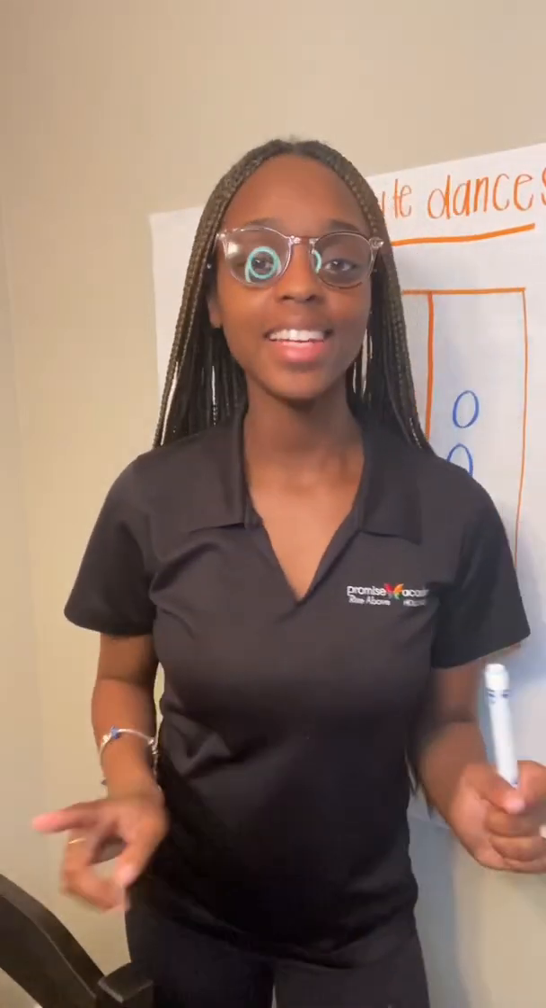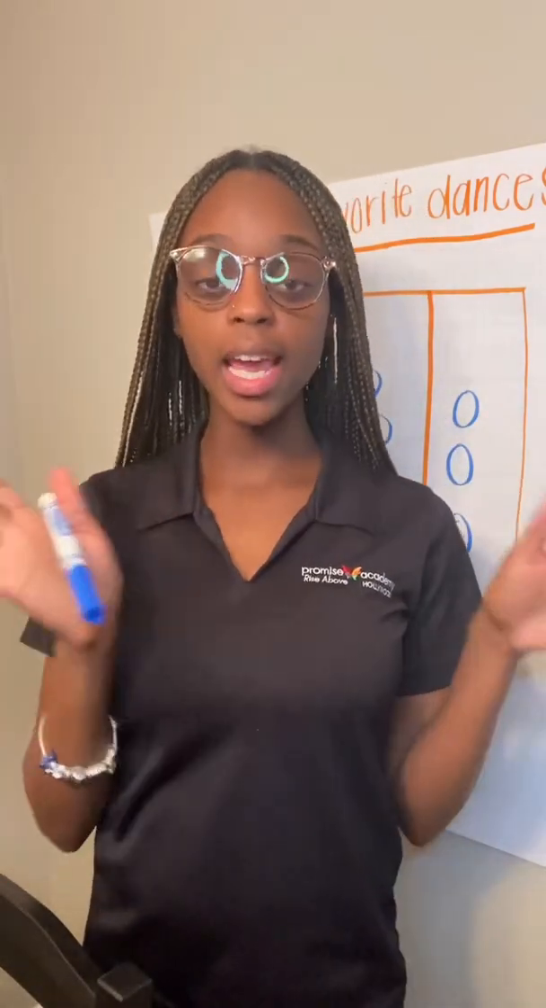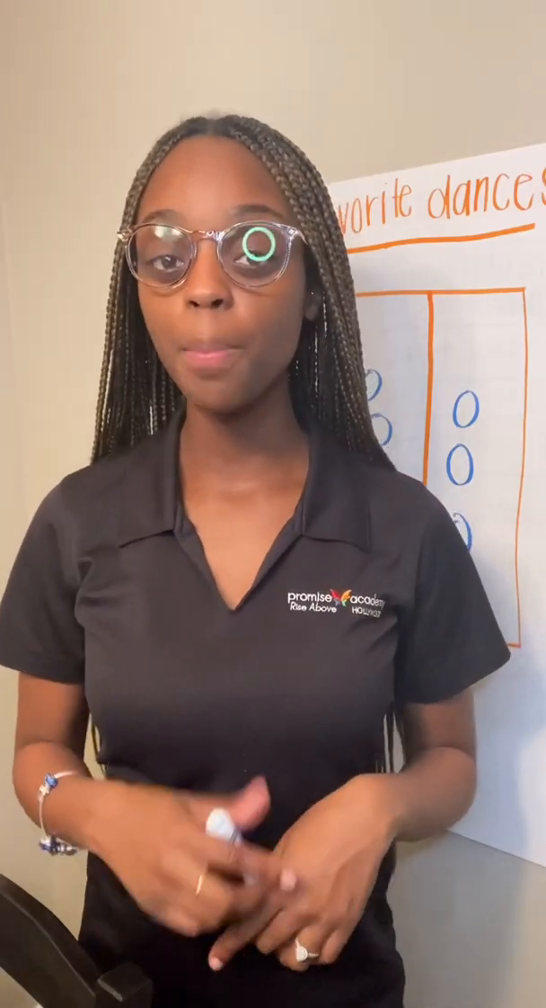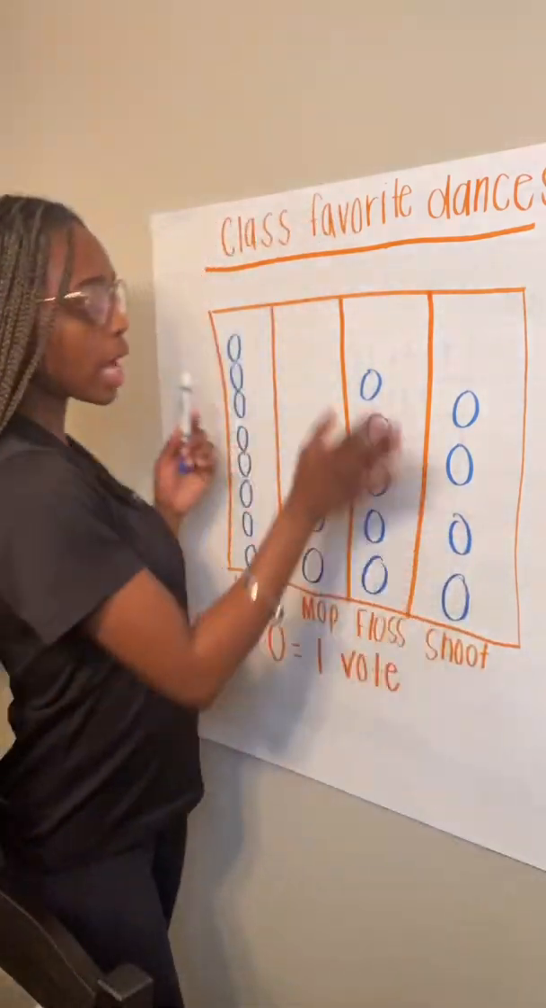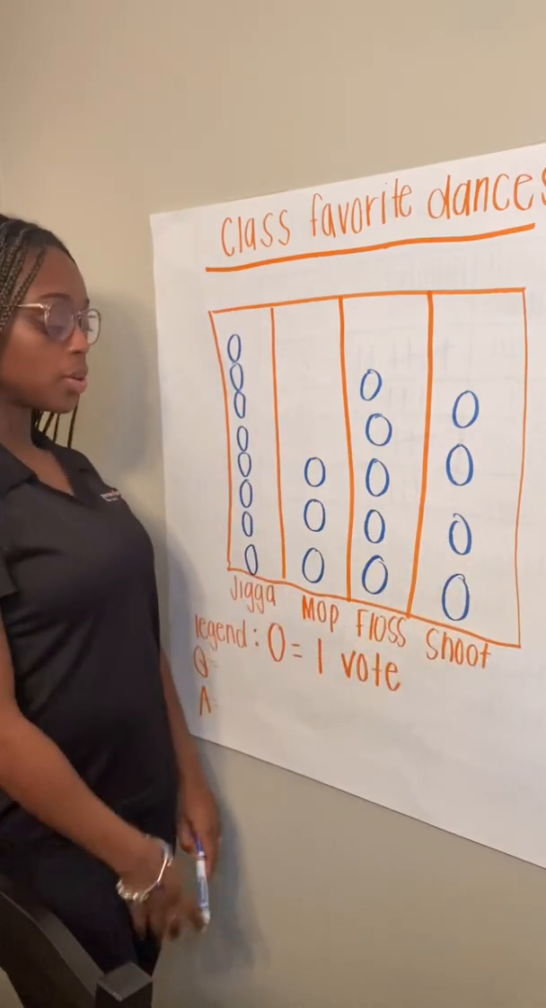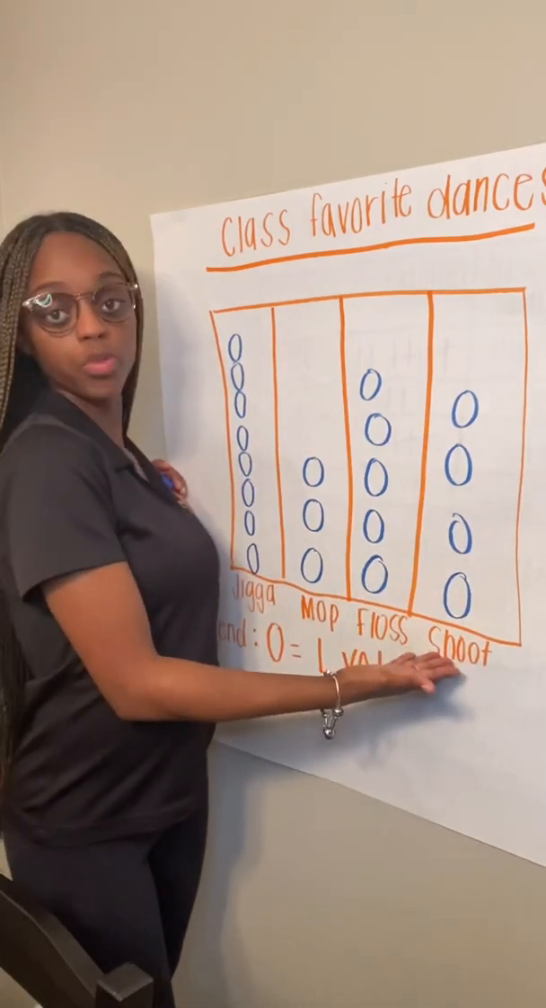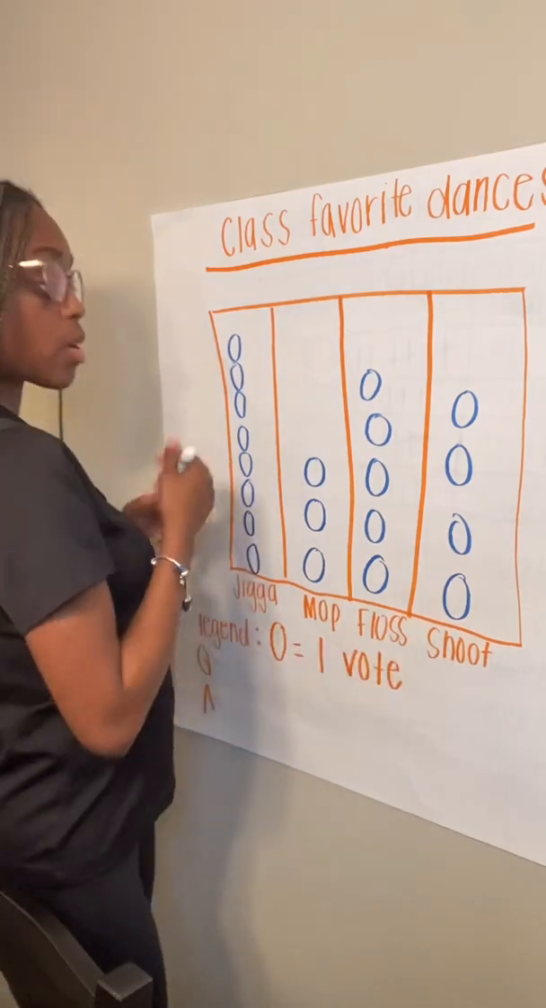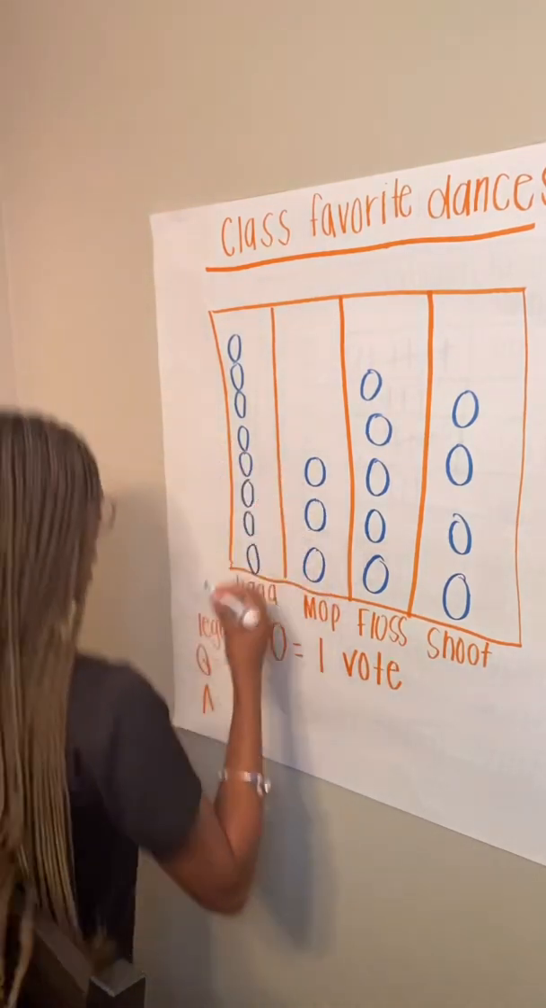And last but not least, on your problem set, you will get an opportunity to make a picture graph and make up a question and an answer that you may want to ask. Let me show you how you would make up a question. So you have your data for your picture graph already presented. You could say, how many people voted for the dance Shoot? So I would write that as my question.